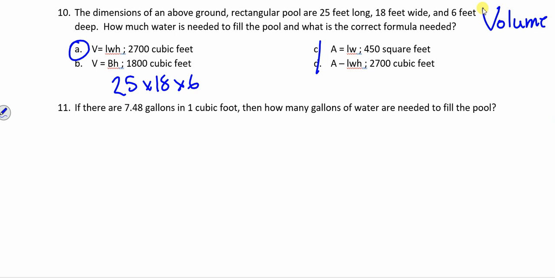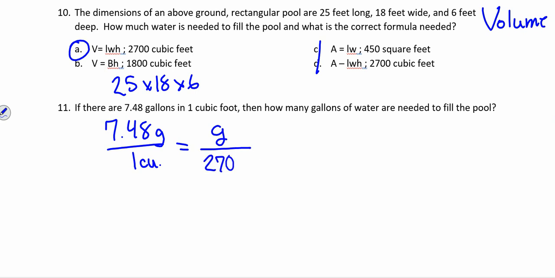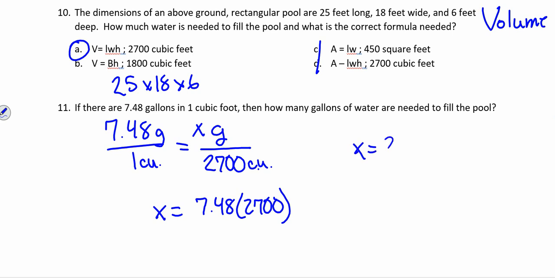Number 11, if there are 7.48 gallons in 1 cubic foot, then how many gallons of water are needed to fill the pool? So if there are 7.48 gallons in 1 cubic foot, how many gallons are in 2,700 cubic feet? You've got basically a proportion. You cross multiply and solve. X times 1 is going to be X, and then you've got 7.48 times 2,700. And if I remember right, it should be X equals 20,196 gallons of water.